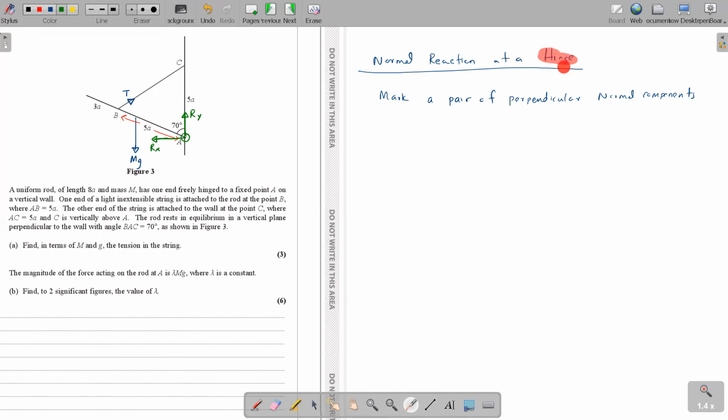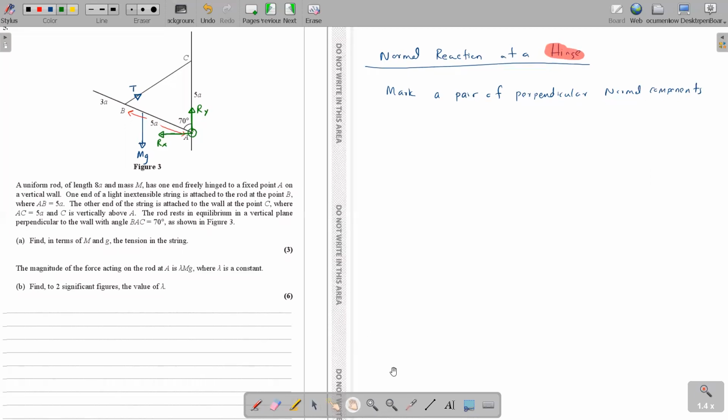So I think you better write it down and make it a big thing there. Whenever they use the word hinge, you need to immediately mark two normal reactions perpendicular to each other. Got it? Okay, so Rx, Ry, a pair of perpendicular normal reactions. Now I think I have marked all the forces.